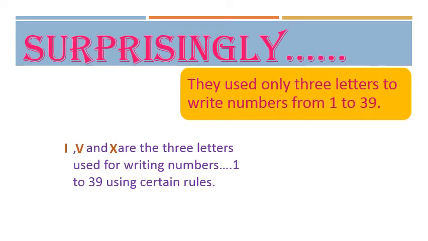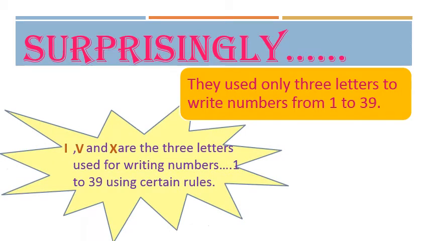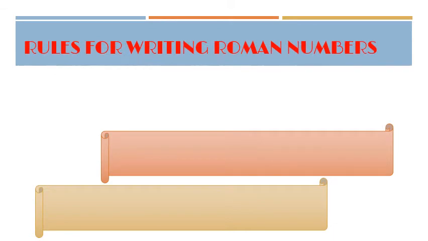Surprisingly, they used only 3 letters to write numbers from 1 to 39. I, V, and X. I repeat, I, V, and X are the 3 letters used for writing numbers 1 to 39 by using certain rules. Now we'll see what the rules are for writing Roman numbers.